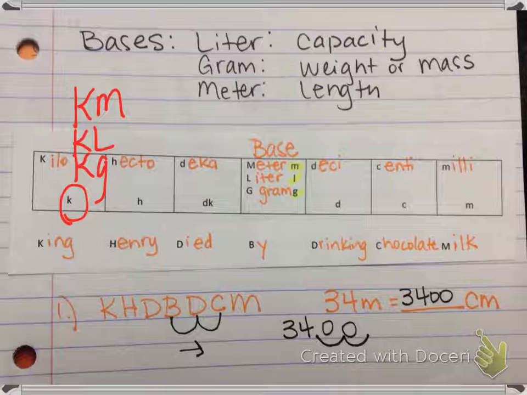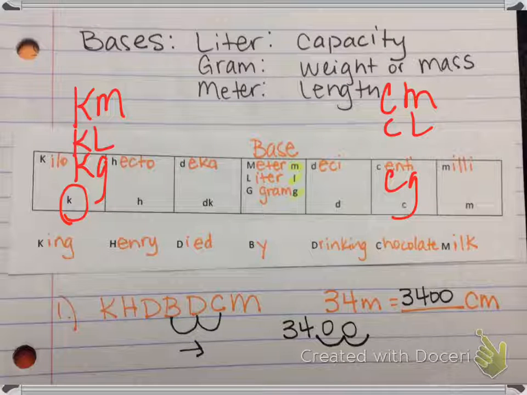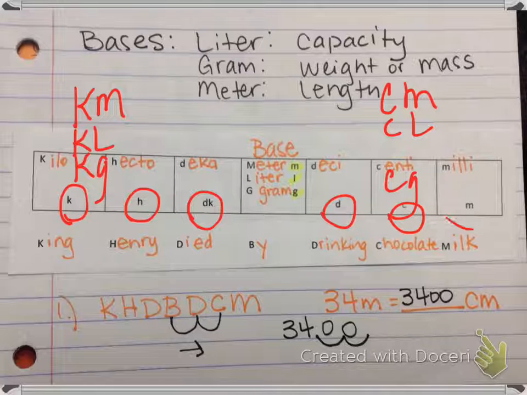All of these are the same, but if you talk about centimeter, you're going to have cm for centimeter. You're going to have CL for centiliter or CG for centigram. So when you're talking about these abbreviations right here, you are putting them with one of the bases. So you're either putting them with meter, liter, or gram.